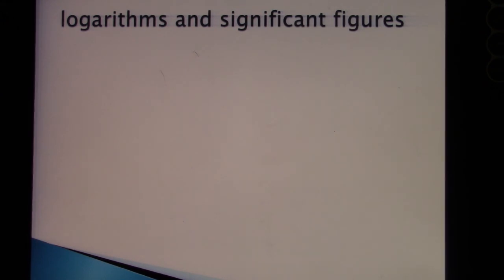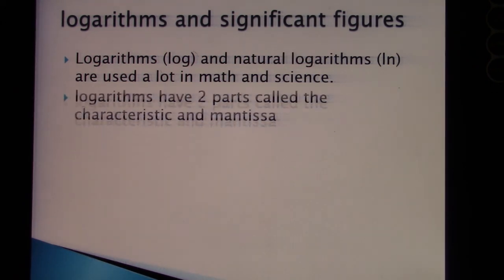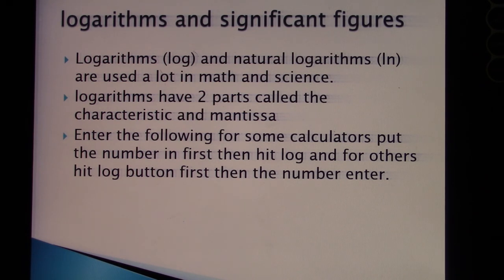Now, logarithms and natural logs are used a lot in math and science, so look for those keys on your calculator. Scientific calculators always have a log and a natural log key. Logarithms have 2 parts called the characteristic and the mantissa. For some calculators you put the number in first and hit log, and for others you hit the log button first and then the number and enter. Depending on what kind of calculator you have, you have to do it in a specific order.